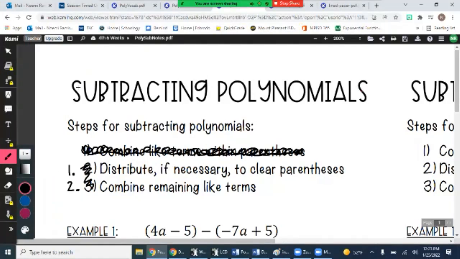1, 2. So what does it mean to distribute? To execute.